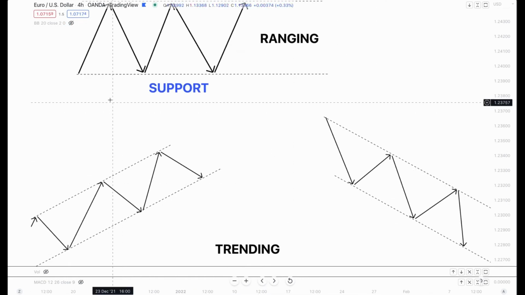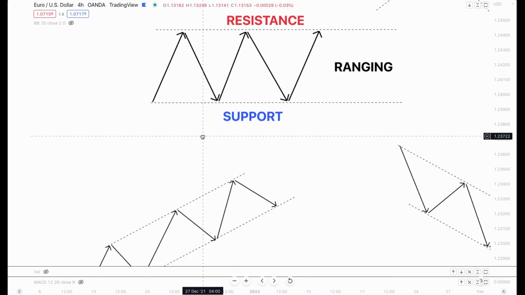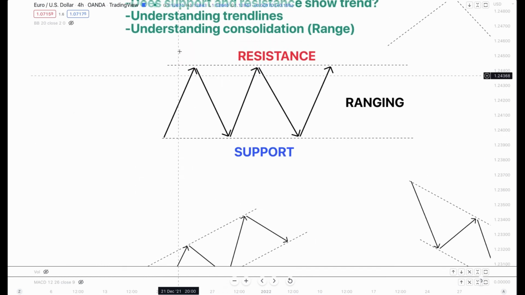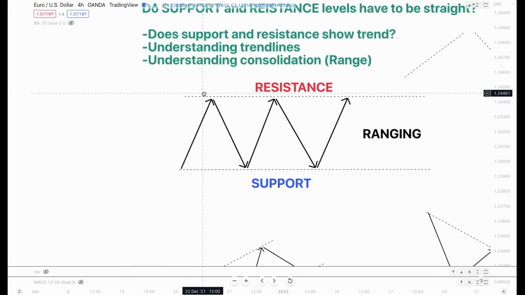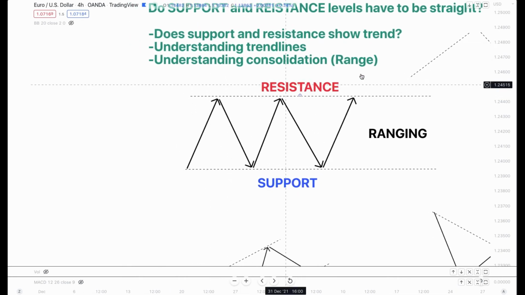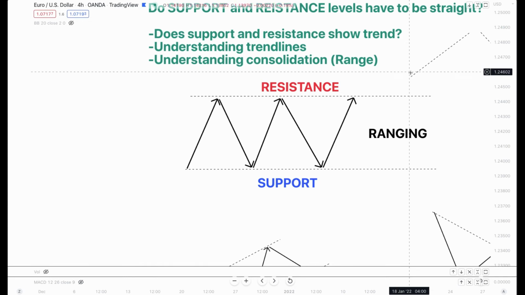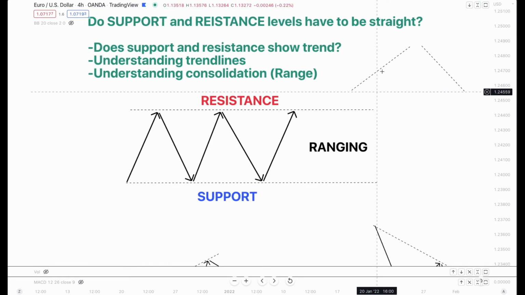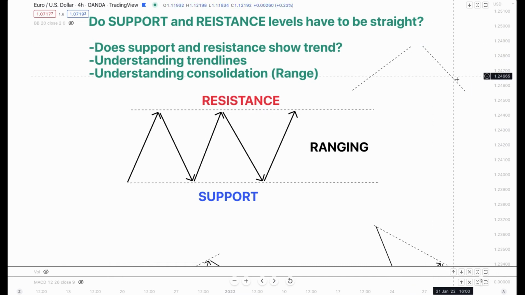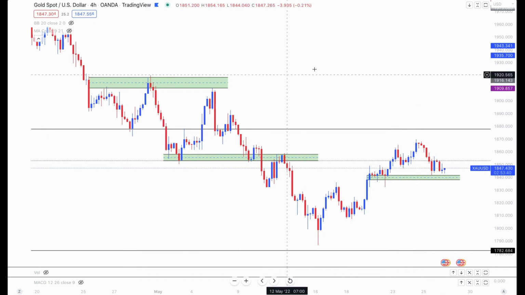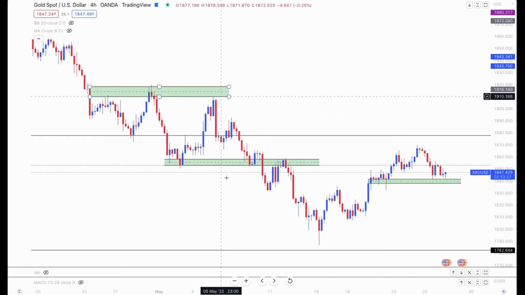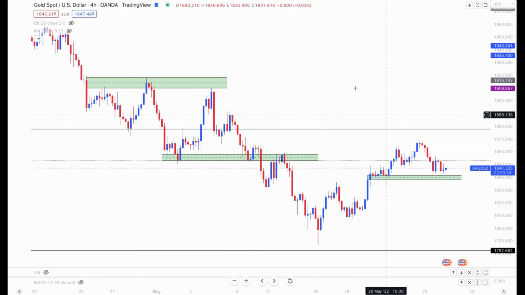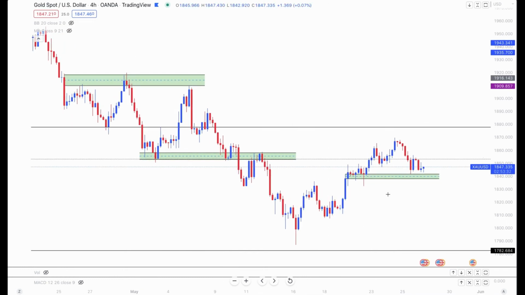So we know now that we can have support and resistance at all different types of angles. And support and resistance does indeed show trend. It shows us if the market is moving higher, and it shows us if the market is moving lower. Now, just for an example, let us click to gold for a second. You can see I have these resistance and support zones marked up. I'm just going to quickly see if we can find one, there we go, perfectly.